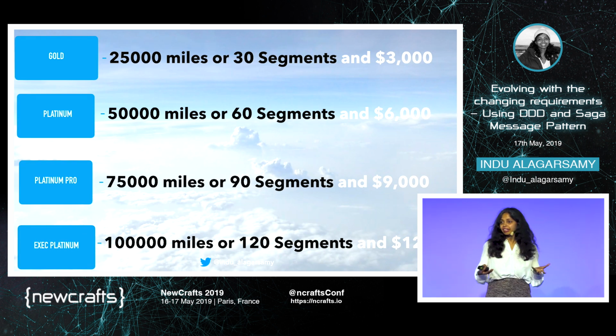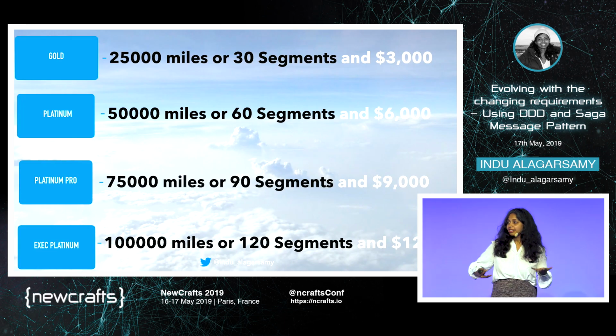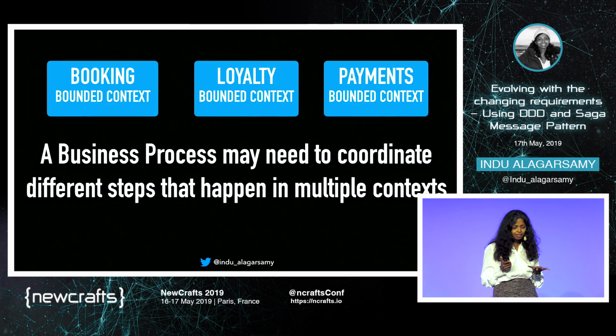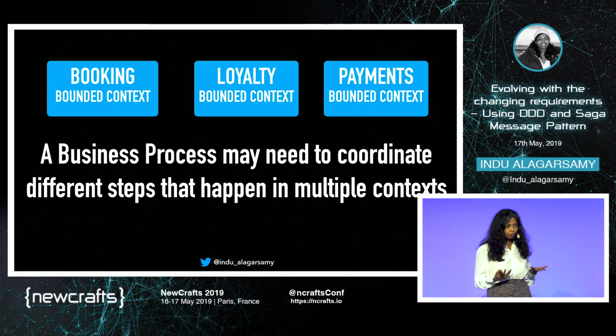Previously, the segment thing or the loyalty thing that knew all about miles had enough data to decide what it needed to do. Now, there's a new requirement for cost, which is like you have to spend $3,000. So oftentimes, you're going to be in a situation where you're going to need data coming from these different bounded contexts in order to form a business process.